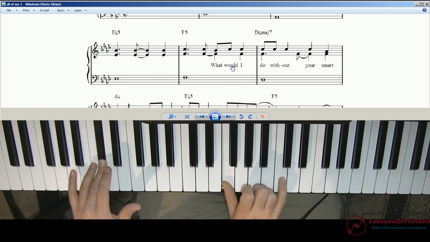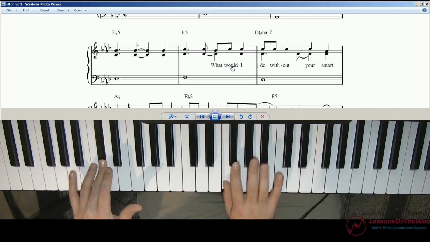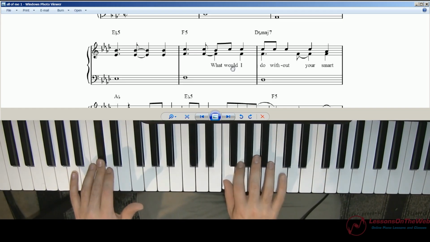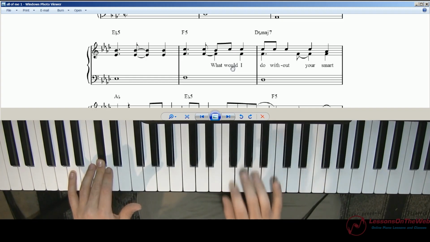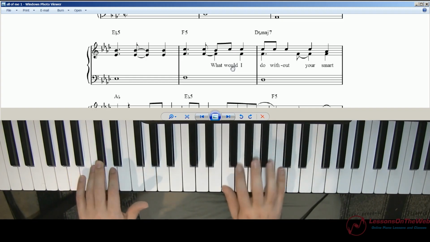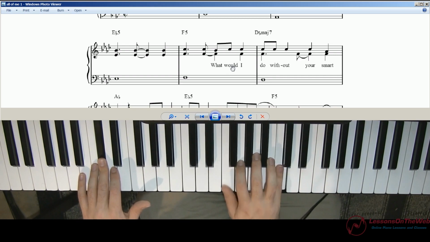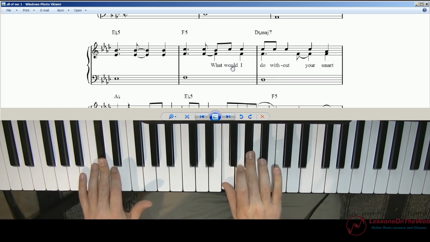"Out" is the same thing, the C. Now there's a note in the middle here which doesn't have any lyrics, so it's "do, with, out," and then F, and then "your" is going to be C, pinky, right hand, and then "smart" is going to be F and A flat at the same time. So this measure is "do, without, your, smart."